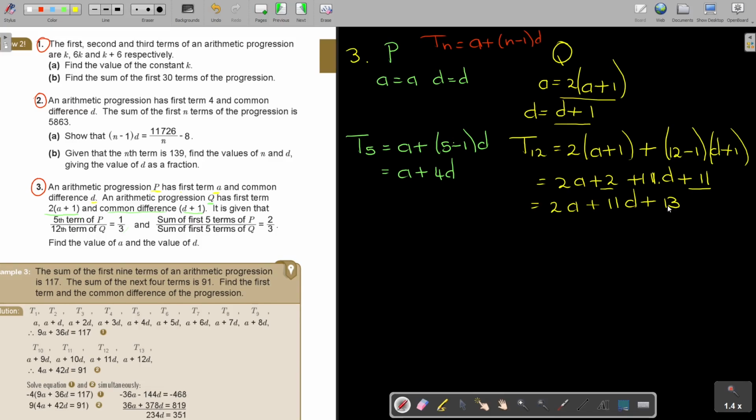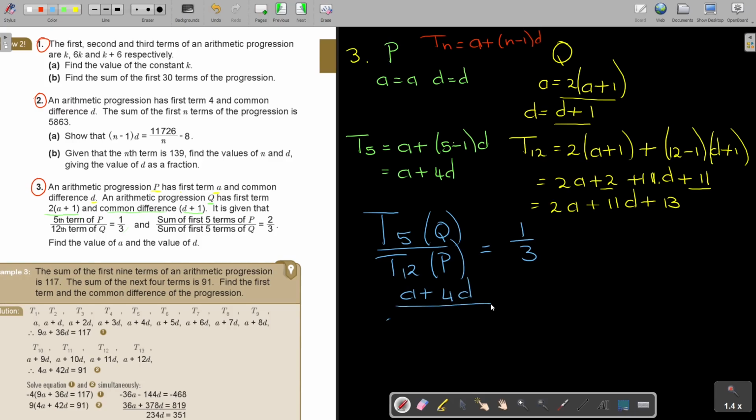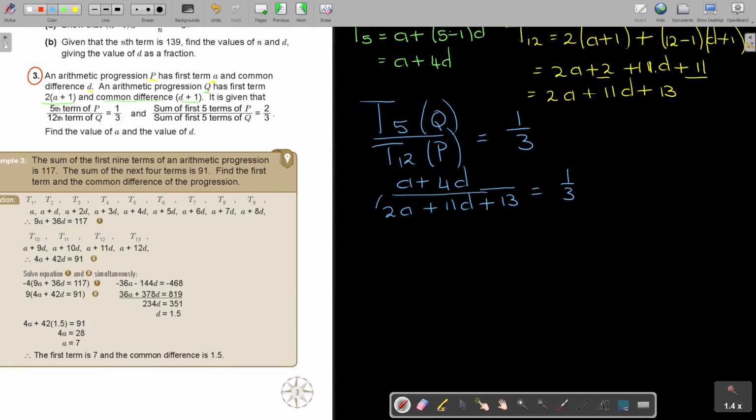Now I can put it in that fraction. So it's almost like T5 of P over T12 of Q equals 1 over 3. So it's going to be A plus 4D over 2A plus 11D plus 13 is equal to 1 over 3. So if I multiply, it's going to be 3A plus 12D equals 2A plus 11D plus 13.